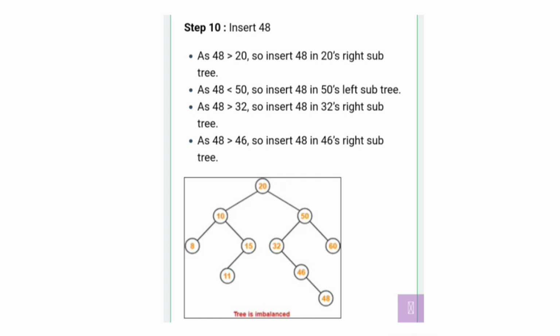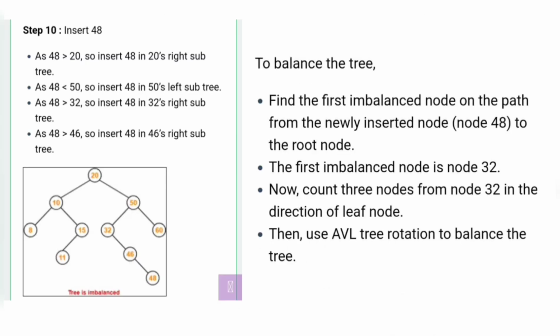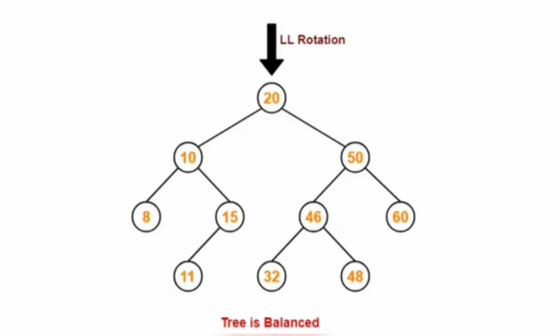Insert 48. The tree is again imbalanced. To balance the tree, find the first imbalanced node on the path from the newly inserted node to the root node. The first imbalanced node is the node 32. Now, count 3 nodes from the node 32 in the direction of the leaf node. Then use appropriate AVL tree rotations to balance the tree. The above explanation is executed below. We have used LL rotation to balance the imbalanced tree.